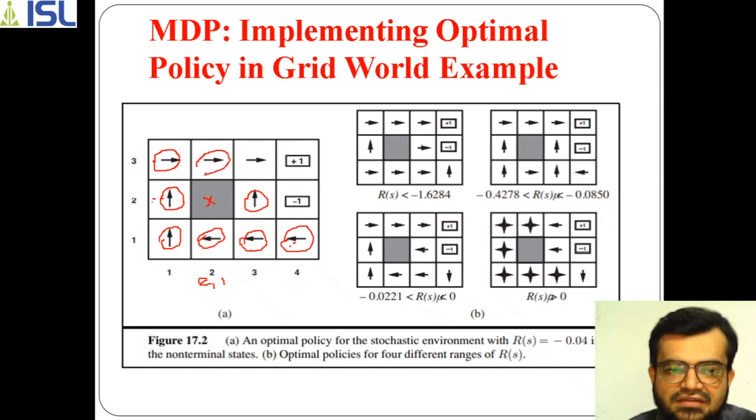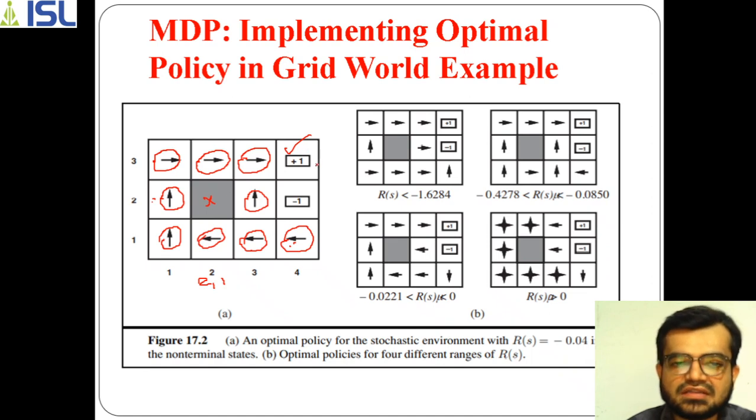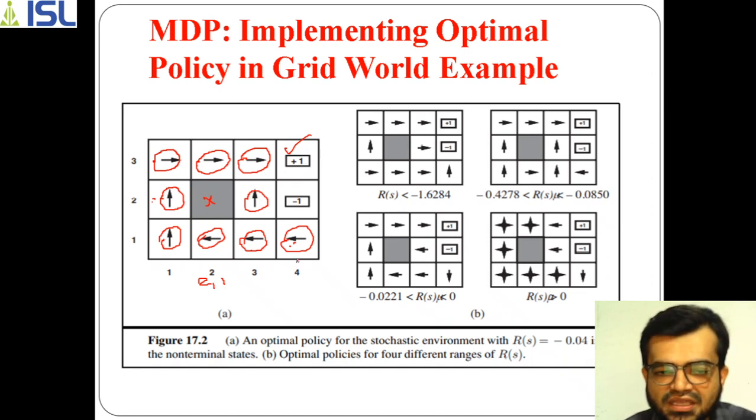And if the agent is in this state, it can't move along this path because there is a wall here. So the agent has to move in this direction only. And if the agent is here, it will move in this direction, because by this the agent can achieve the destination, that is the final state, the terminal state. So in this way the optimal policy will be decided.